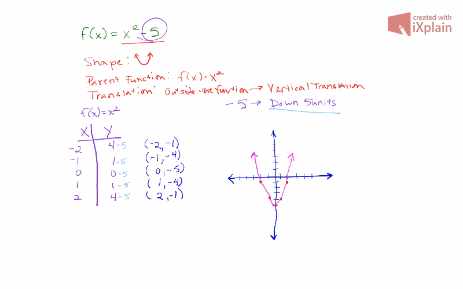If you notice, our parent function would have started, and I'm going to go ahead and highlight this in green, somewhere around here. Do you see how, if I take a look at the center or the vertex of the parabola, that I moved everything down 5 units? Okay. So the answer that we have for this question, our graph for this function f of x is equal to x squared minus 5, is the graph that we have denoted in pink. And that's it.